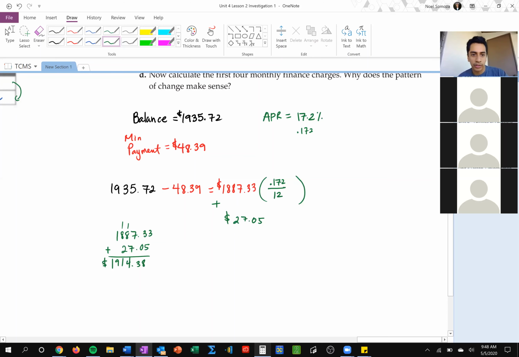So think about where she started. She made her payment, but then interest got added back into her balance, so she went from 1935 to only 1914. She really didn't make that big of a dent. Even though the minimum payment was $48, it's really more like she only paid about $21 towards her balance, because interest then kicked it back up. So now, after 1 month, this is her new balance of $1914.38.